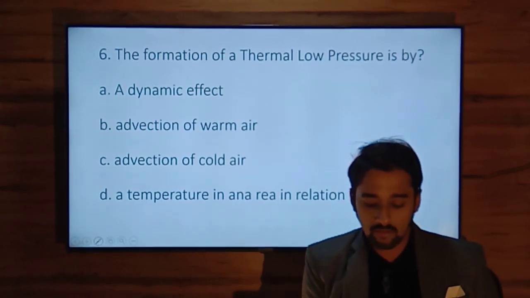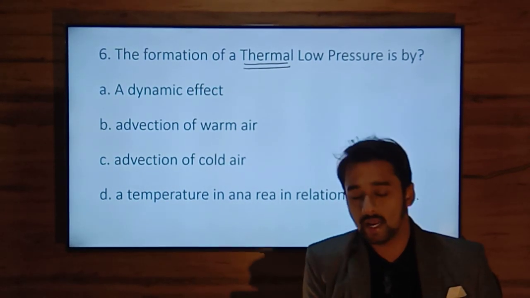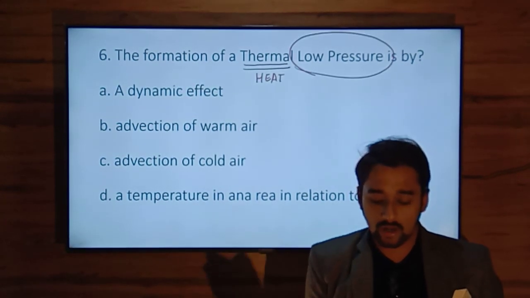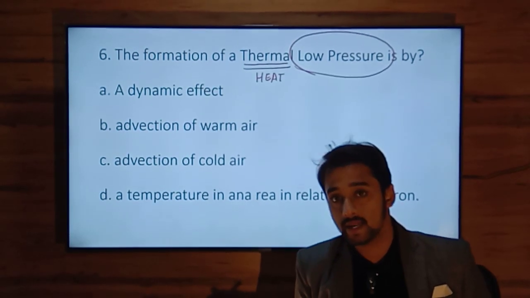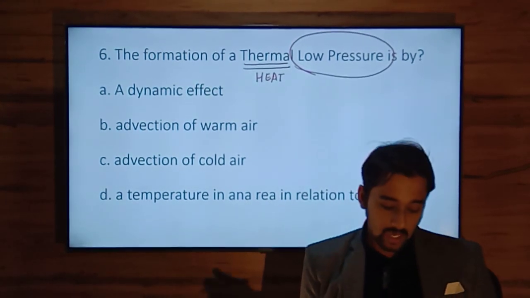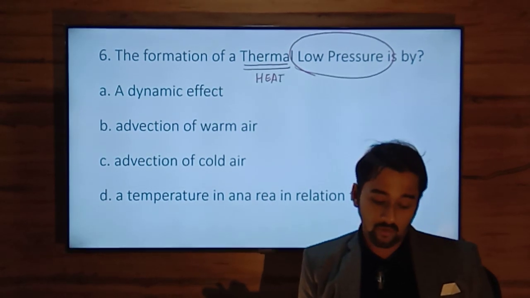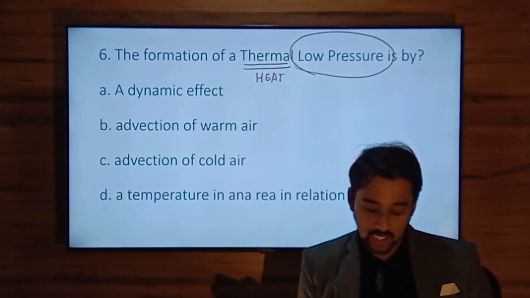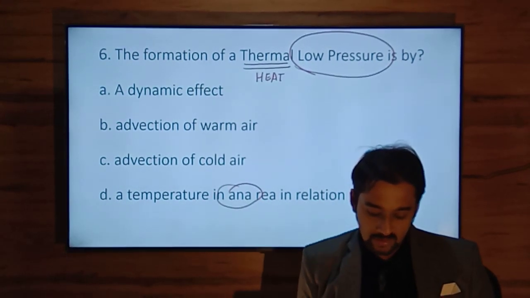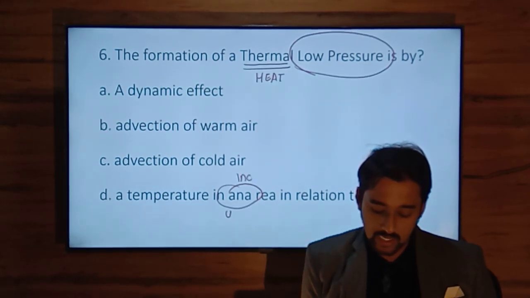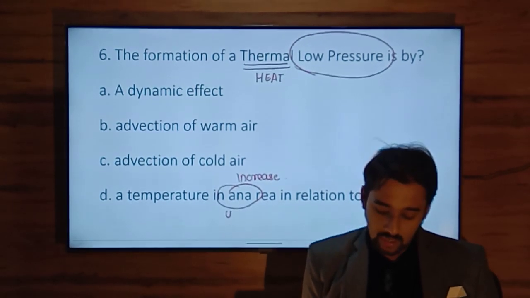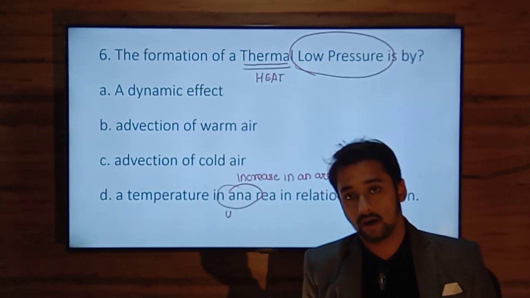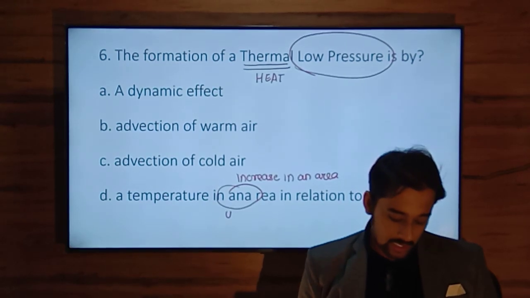Question number 6: the formation of a thermal. Thermal means anything related to heat. Thermal low pressure is created in the atmosphere by what process? Is it by a dynamic effect, advection of warm air, advection of cold air, or a temperature increase in an area in relation to the surrounding environment? So what is the correct option?